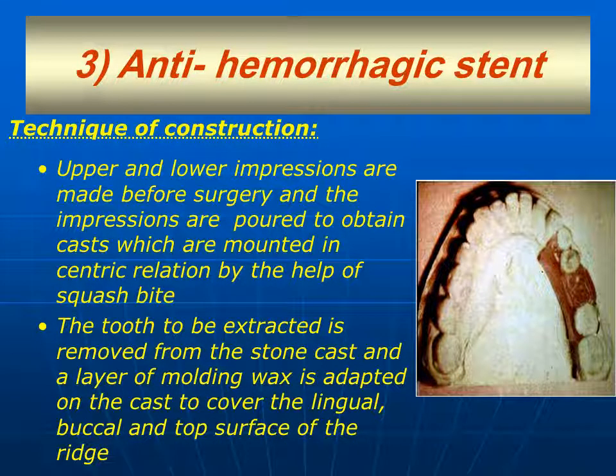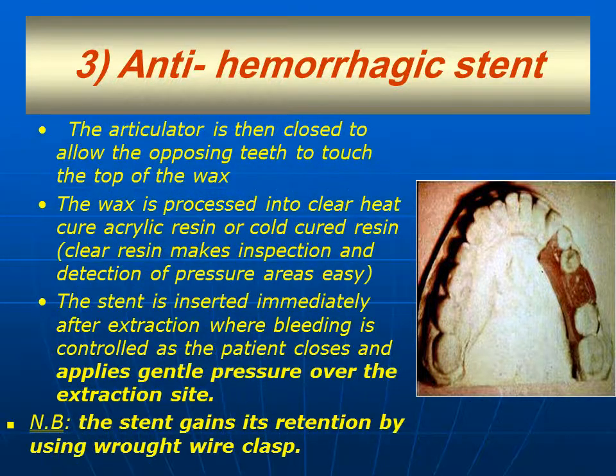How to construct? We take upper and lower impressions before surgery. Impressions are poured to obtain casts. These casts are mounted in an articulator by the help of a squash bite. The tooth to be extracted is removed from the stone cast, and a layer of molding wax is adapted on the cast to cover the lingual, buccal side and top surface of the ridge. The articulator is then closed to allow the opposing teeth to touch the top of the wax. Therefore, when the patient closes on the stent, he will press on the wound.